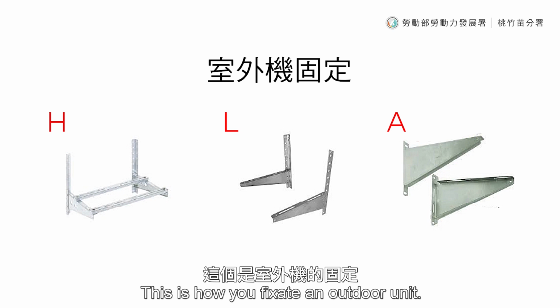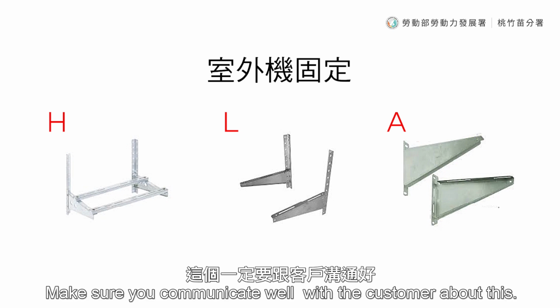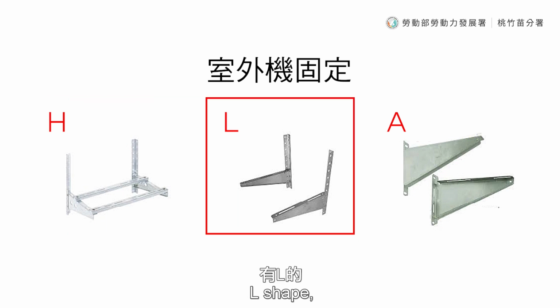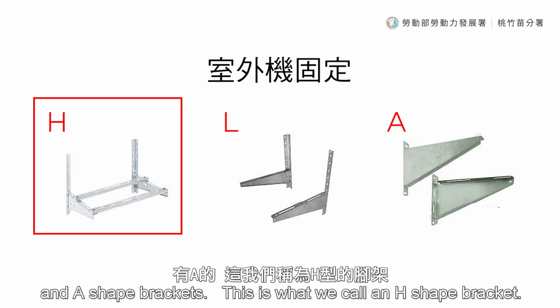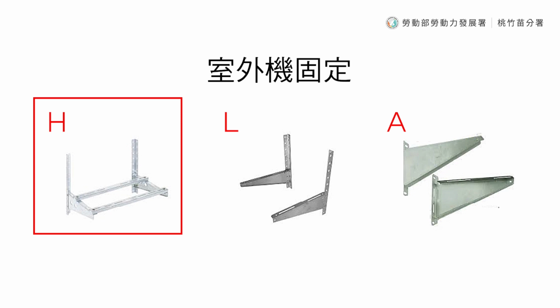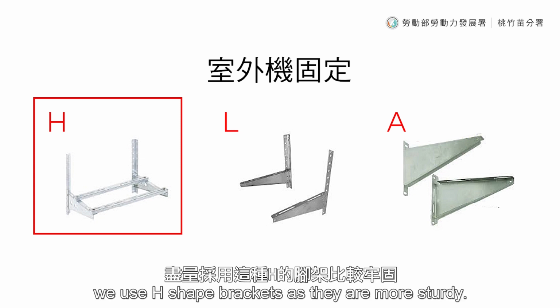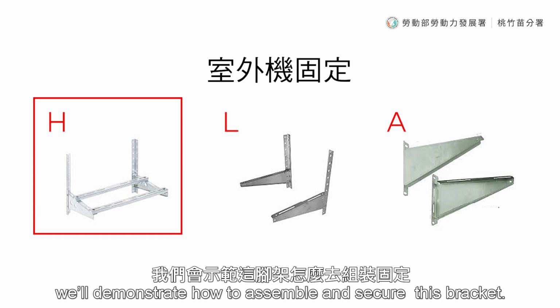This is how you fixate an outdoor unit. Make sure you communicate well with the customer about this. For the outdoor unit's mounting bracket, we have H-shape, L-shape, and A-shape brackets. This is what we call an H-shape bracket. Generally, when we install an outdoor unit for customers, we use H-shape brackets as they're more sturdy. Later, we'll demonstrate how to assemble and secure this bracket.